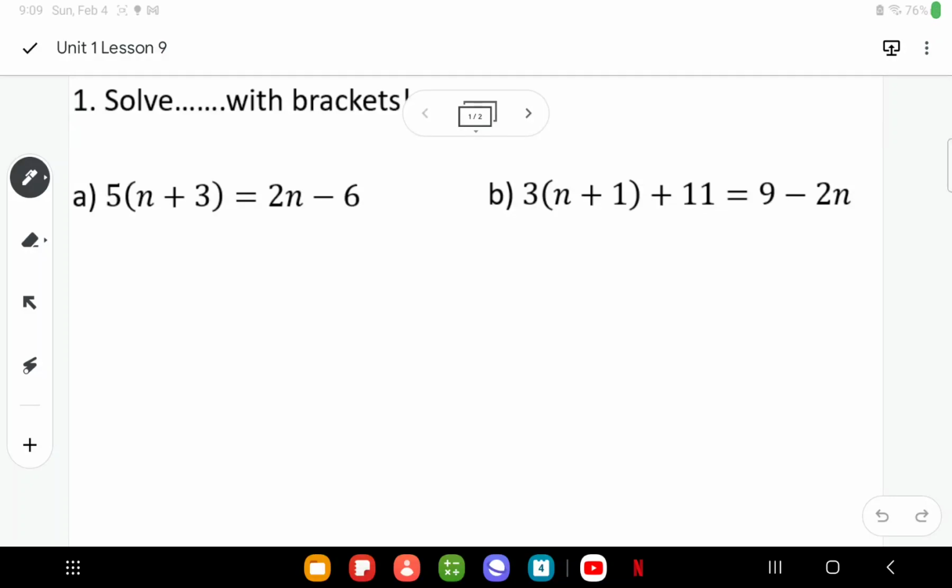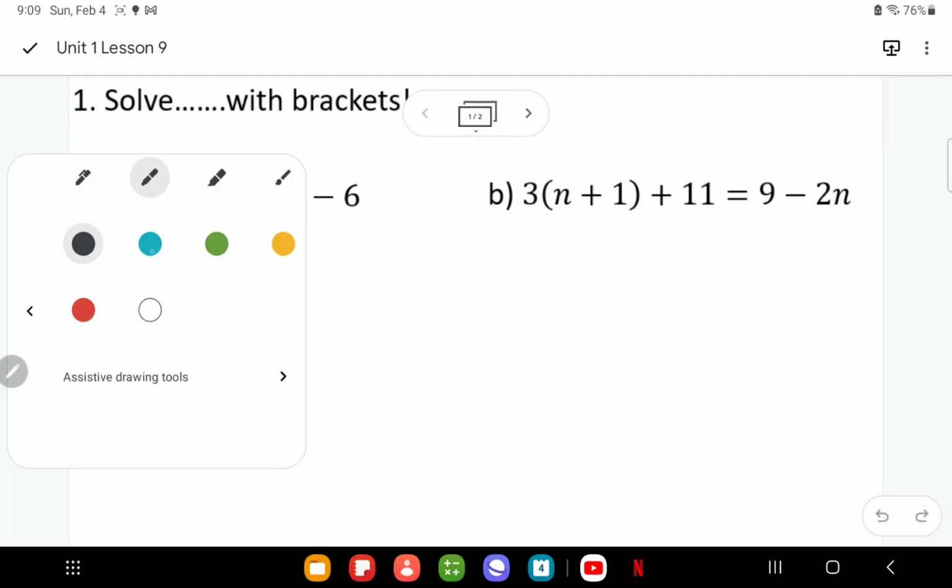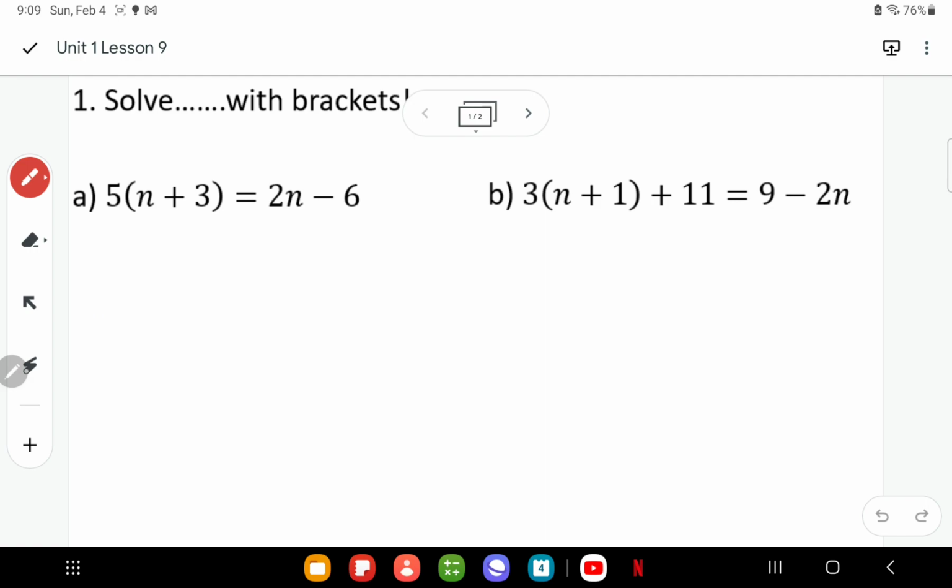to Unit 1, Lesson 9. This is for Grade 10 Applied Math. And we are just looking at a few more examples of how to solve equations. And these are about the most complex equations we're going to see in this unit.